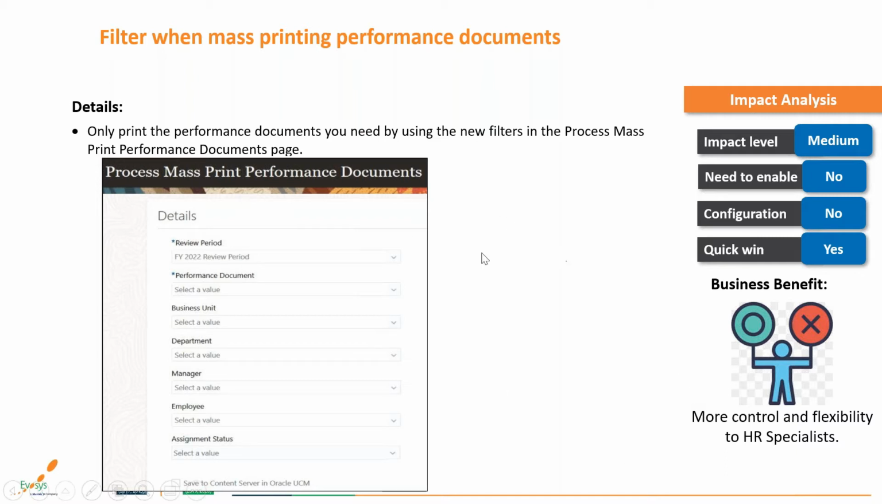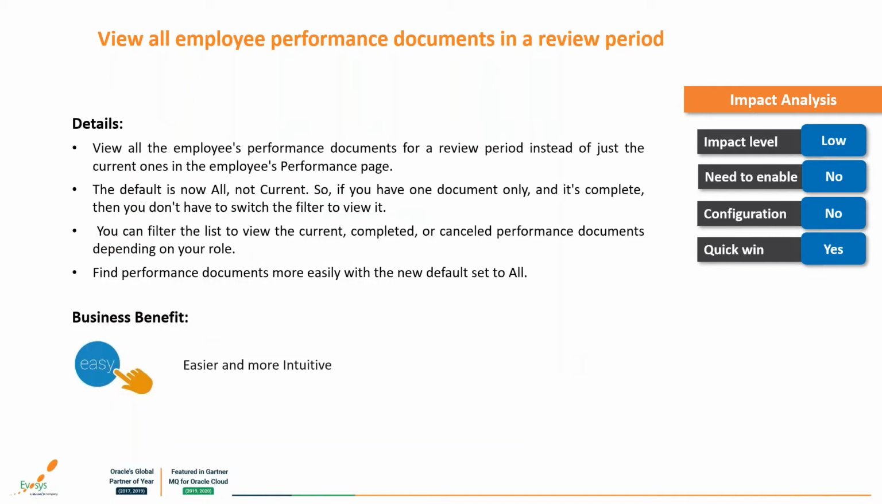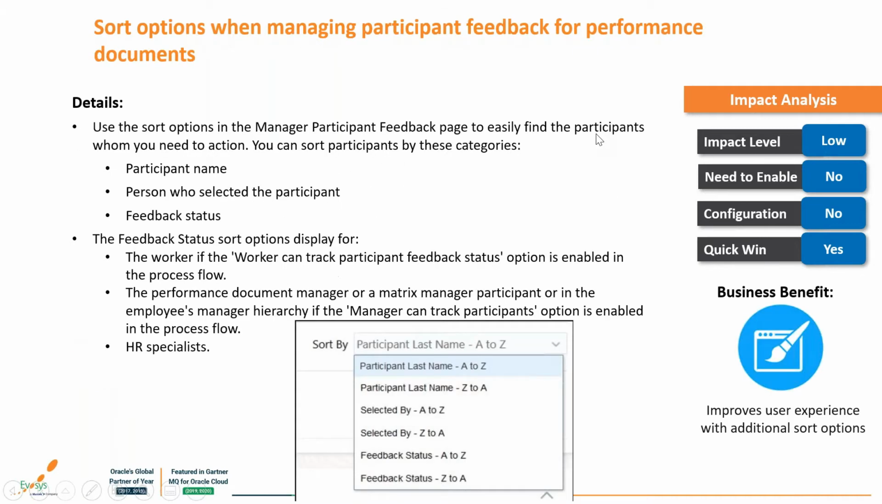The business benefit of this feature is that the HR specialist gets more control and flexibility while performing this transaction. Moving to the next feature of 21B is that as an HR administrator, you can view all employee performance documents in a review period. So before 21B, when an HR administrator tried to search an employee's performance document, there was a default filter of current. So in that case, only the current performance document was shown.